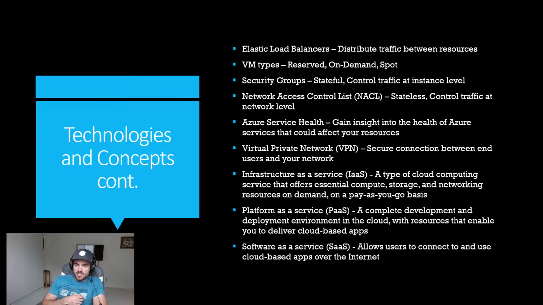Right? Azure Service Health gains insight into the health of Azure services that could potentially affect your resources if they're having problems. VPN, Virtual Private Network, is a secure connection between end users and your network. Infrastructure as a Service, IaaS, is a type of cloud computing service that offers essential compute, storage, and networking resources on demand on a pay-as-you-go basis. Platform as a Service, PaaS, is a complete development and deployment environment in the cloud with resources that enable you to deliver cloud-based apps. Okay, so bring your own code.